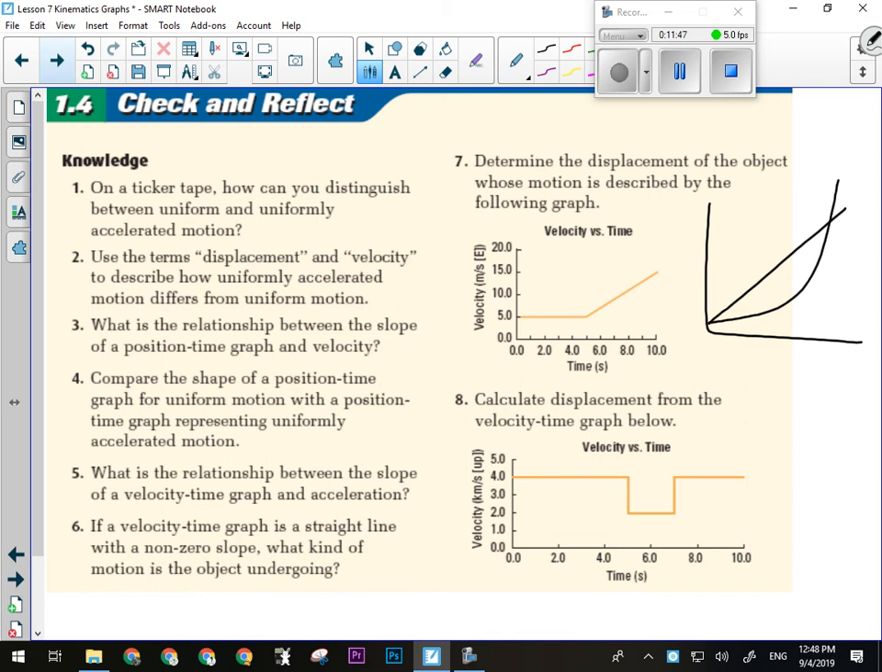All right, I want you guys to try 7 and 8. I want you to determine the displacement of the objects in those 2 graphs. And I'll give you a few minutes on 7 and 8 to try to calculate the displacement of these 2 objects.